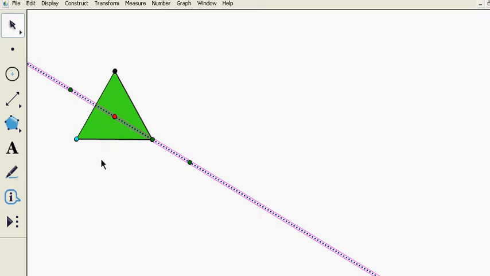So I have lines of reflection here, or lines of symmetry, and I have three different positions, one vertical, one going through this way, and one going through this way. So this object has three lines of symmetry, or three lines of reflection.